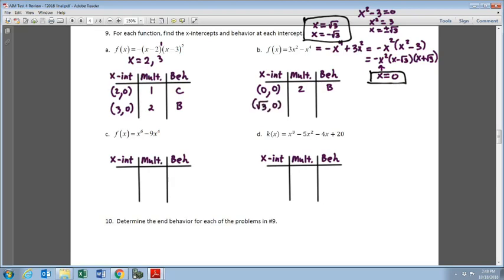And then for square root of 3, 0, notice that's to the first power. Both of these are to the first power. So the multiplicity is 1, and the behavior, we're going to cross at that x-intercept. And similarly with the minus square root of 3, 0, same multiplicity, and it's also going to cross. Alright, let's move on to letter C here.